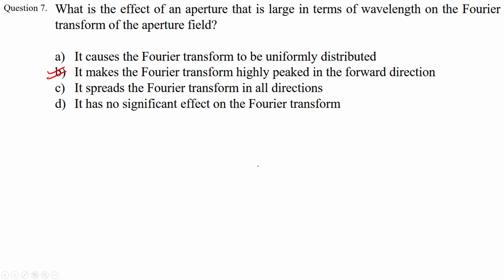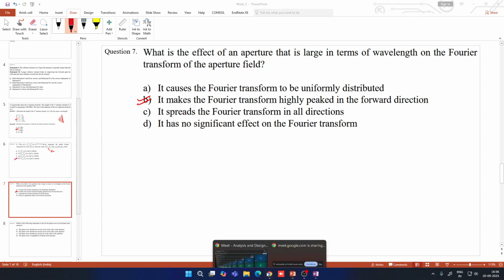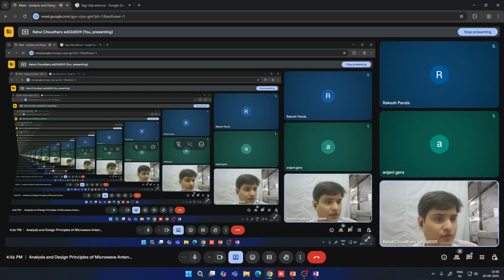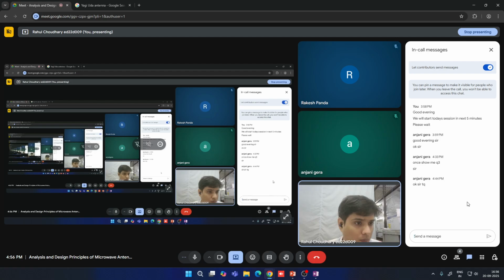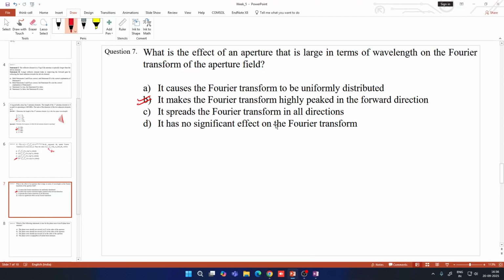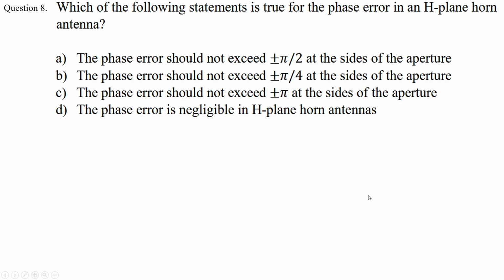So I suggest if you want to understand this better, you should watch lecture 23, I guess, where sir has derived this field distribution for an aperture antenna. Then you will get a clearer idea. Now we will move on to question number 8. Which of the following statements is true for the phase error in an H-plane horn antenna?